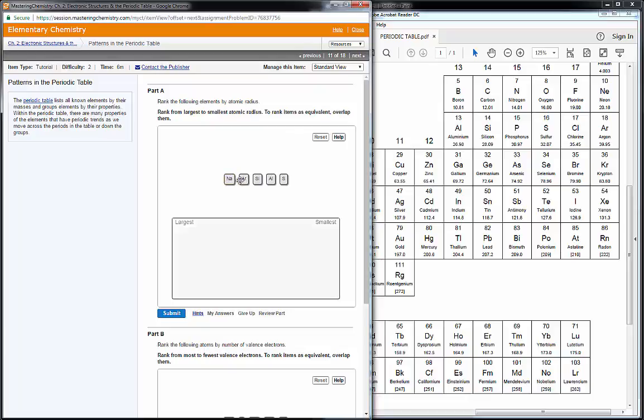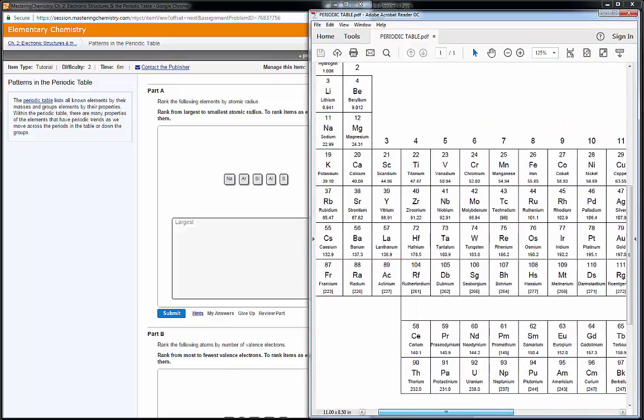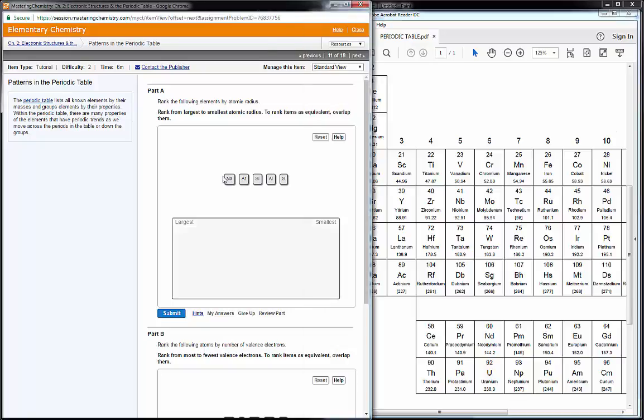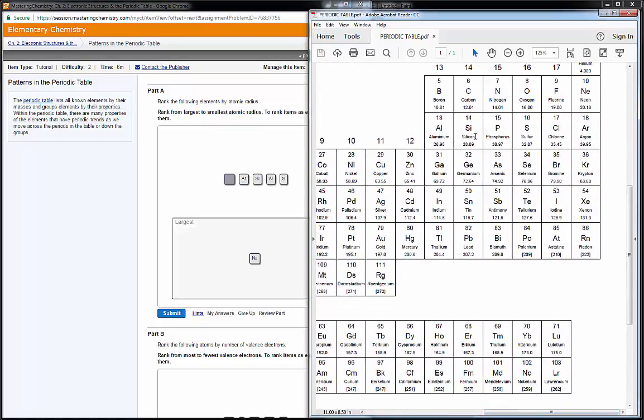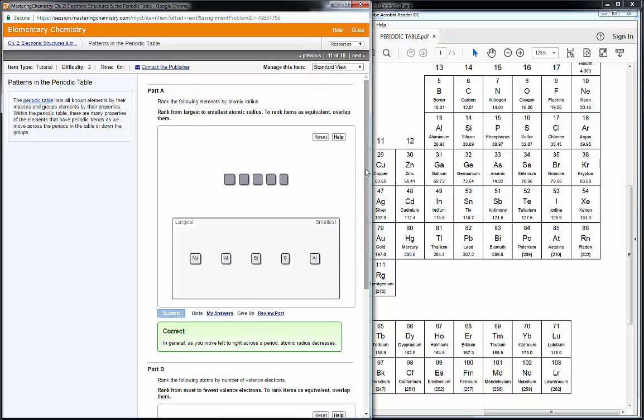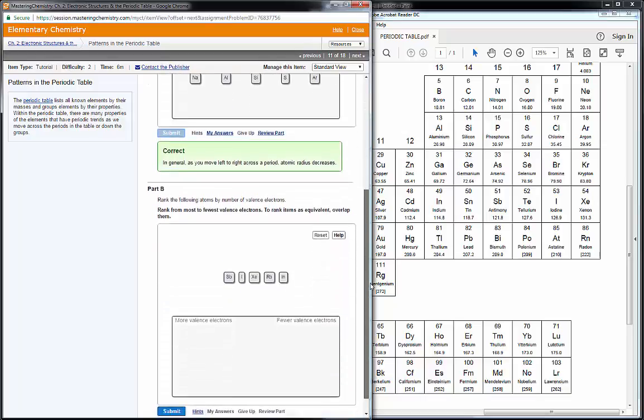So if we're comparing silicon, aluminum, sulfur, argon, and sodium, all of these are in the same row. So as we go across, sodium is going to be the biggest, and then as we continue, aluminum, and then silicon, and then sulfur, and then the noble gas should be the smallest. There we go, decreases as you go across.